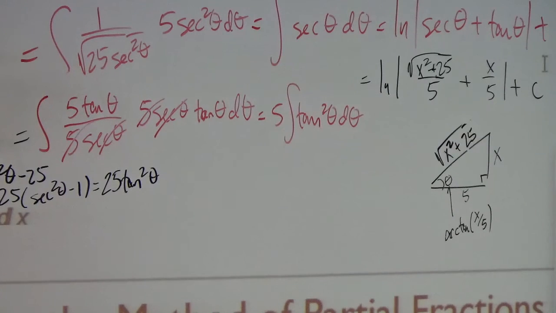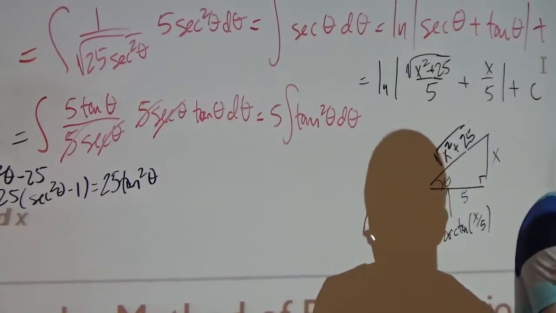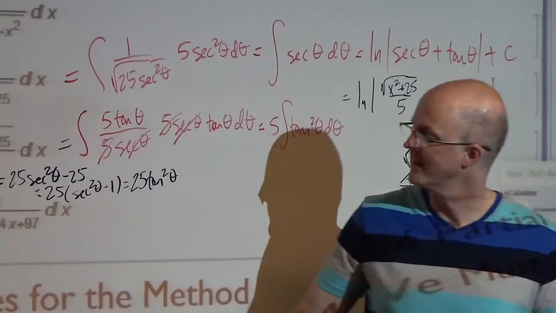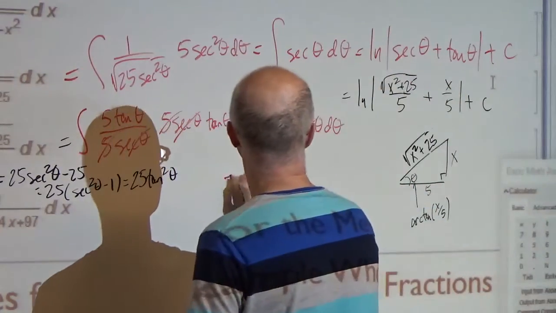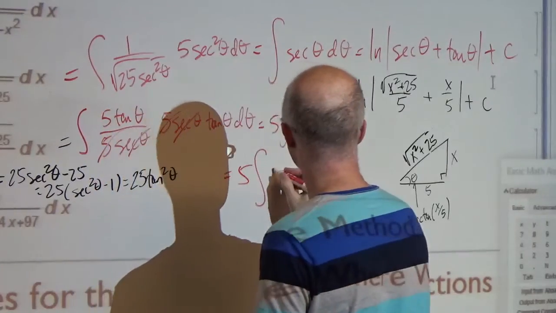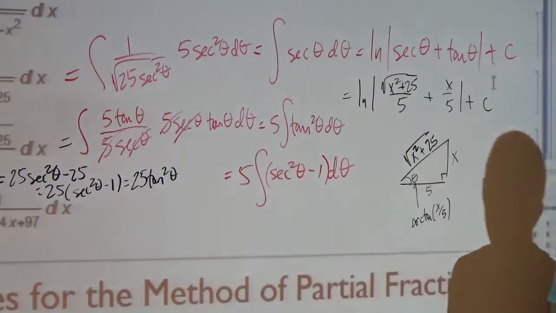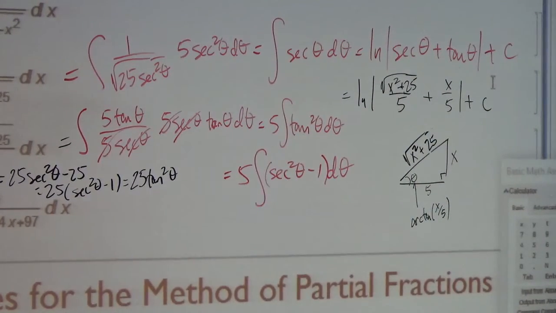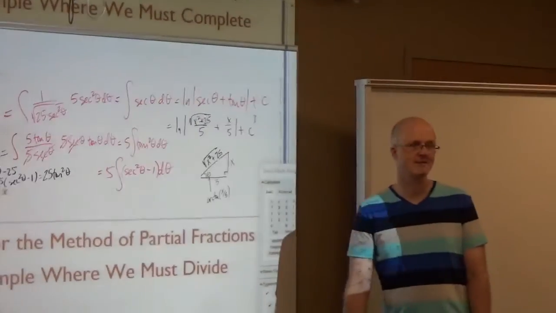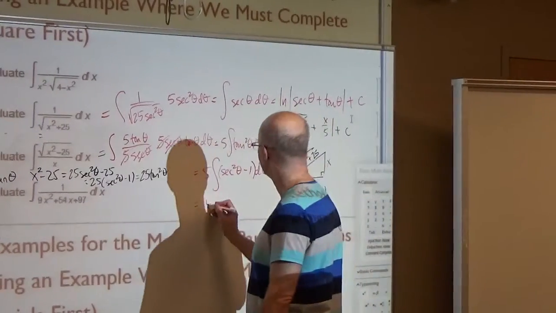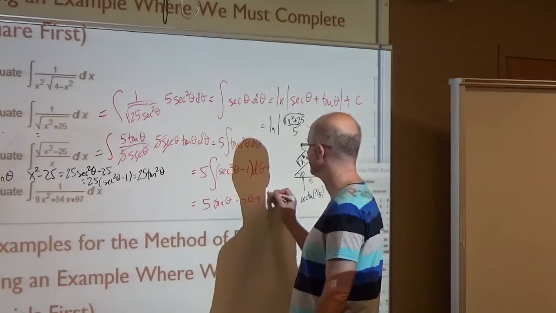How do you do that? The best way is to use the same identity. The fact that 1 plus tangent squared theta equals secant squared theta, or the fact that secant squared theta minus 1 is tangent squared theta. Replace tangent squared theta with secant squared theta minus 1. And the integral of secant squared theta is one, it's a memorized one. It's one you should memorize for the gateway. What is it? Integral of secant squared? Tangent. Just tangent. 5 tangent theta minus 5 theta plus c.